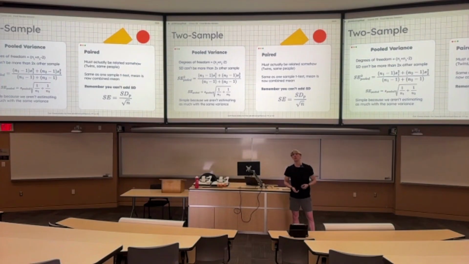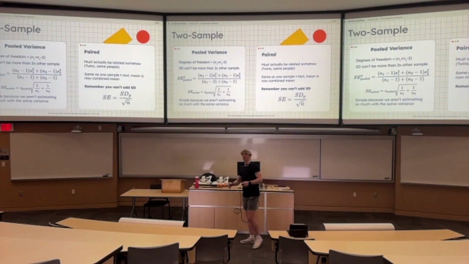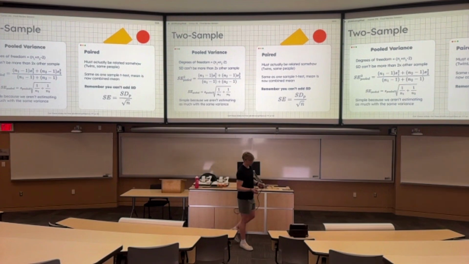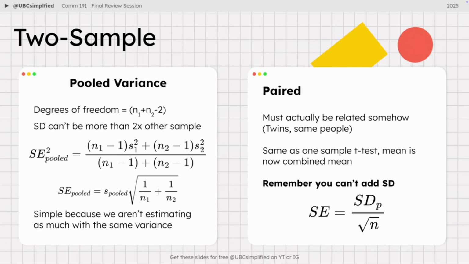And the way you do that, remember, you can't add standard deviations, so you have to work through the variance. So square the standard deviations, add those together, and then square root that. And then you're estimating your standard error by dividing it by the square root of n, which is the number of pairs you have. So you have to have the same number of pairs for a paired t-test.